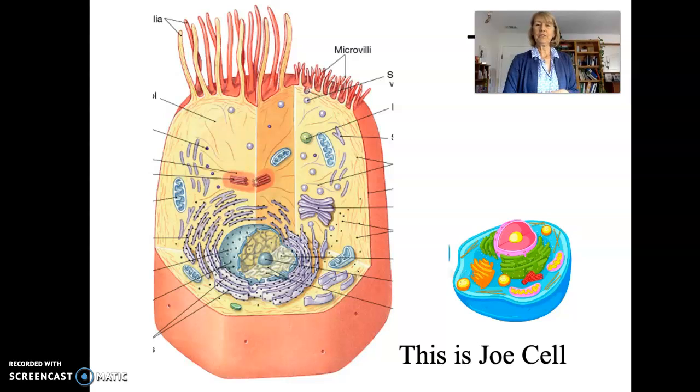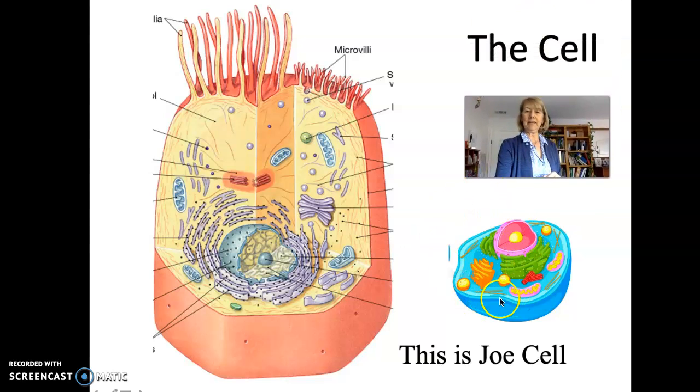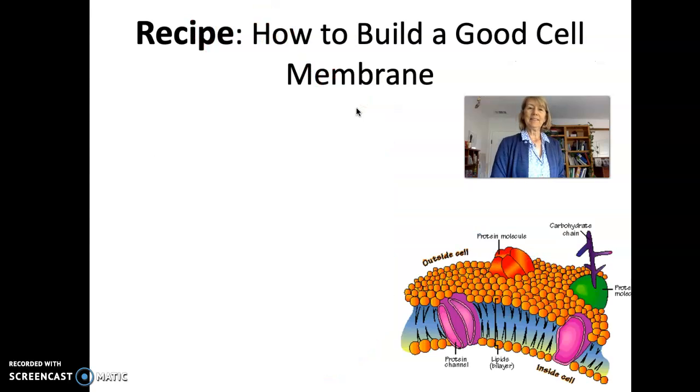So I am introducing to you Joe Cell. Joe Cell looks like that, and he's rounded, or she, and has all these structures in there, and sometimes they have cilia, and sometimes they have microvilli, and this is kind of what they look like. But I'd like to stress that that's not what a lot of them look like. So first I want to start with the membrane and how it is.